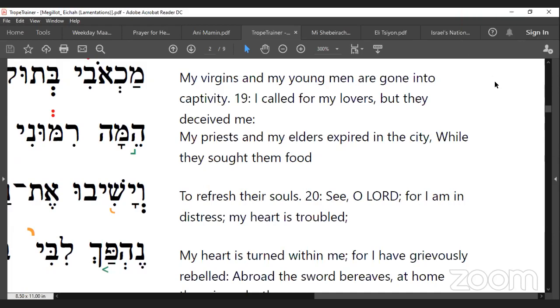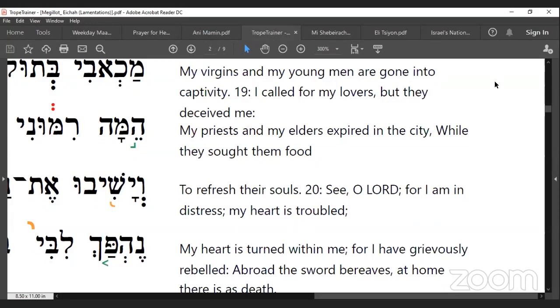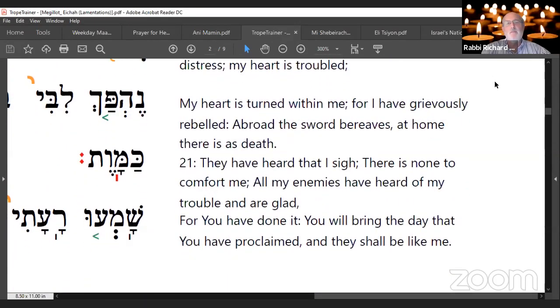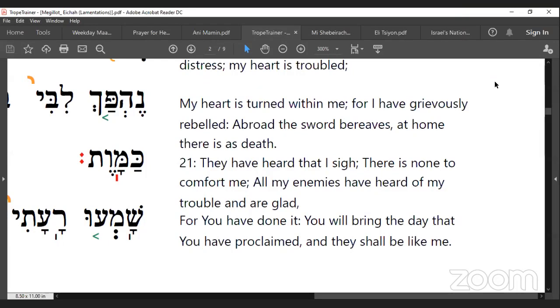My virgins and my young men are gone into captivity. I called for my lovers, but they deceived me. My priests and my elders expired in the city while they sought food to refresh their souls. See, O Lord, for I am in distress, my heart is troubled. My heart is turned within me, for I have grievously rebelled. Abroad the sword bereaves, at home there is as death.